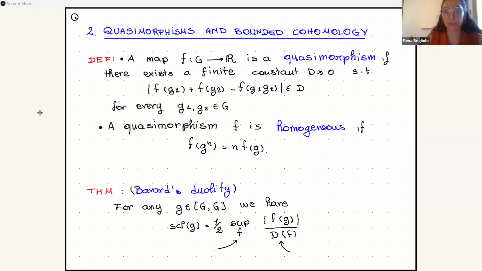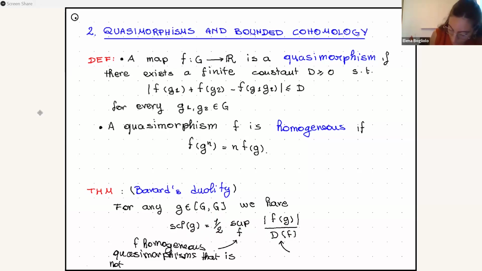The relation between quasimorphisms and stable commutator length is given by a theorem by Bavard, namely the Bavard duality theorem, that states that for an element g in the commutator subgroup, the stable commutator length of g is equal to 1/2 the supremum of this quotient, where the supremum is taken over the homogeneous quasimorphisms f, and we also ask that f is not a homomorphism.